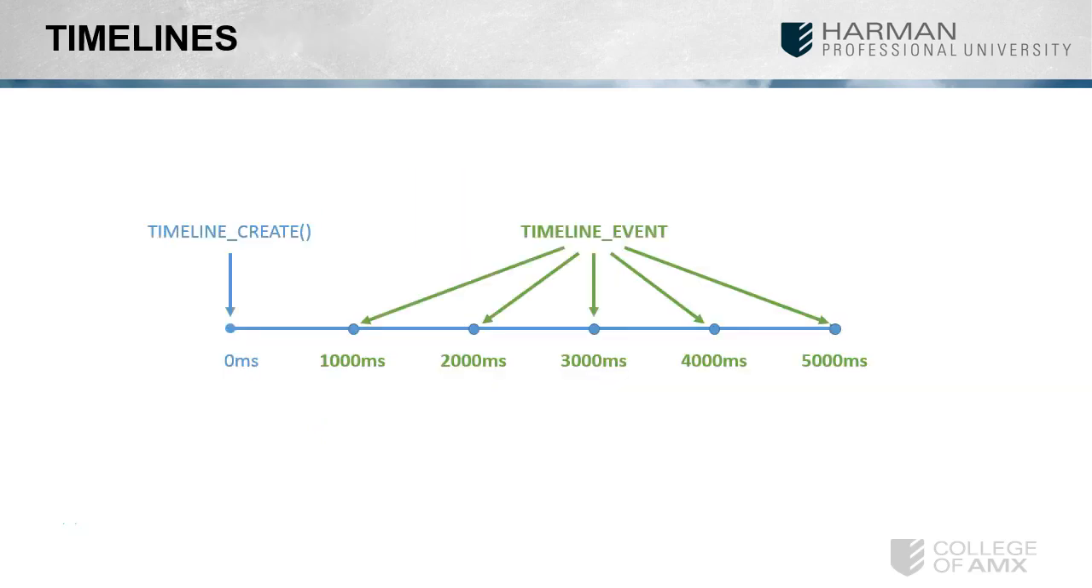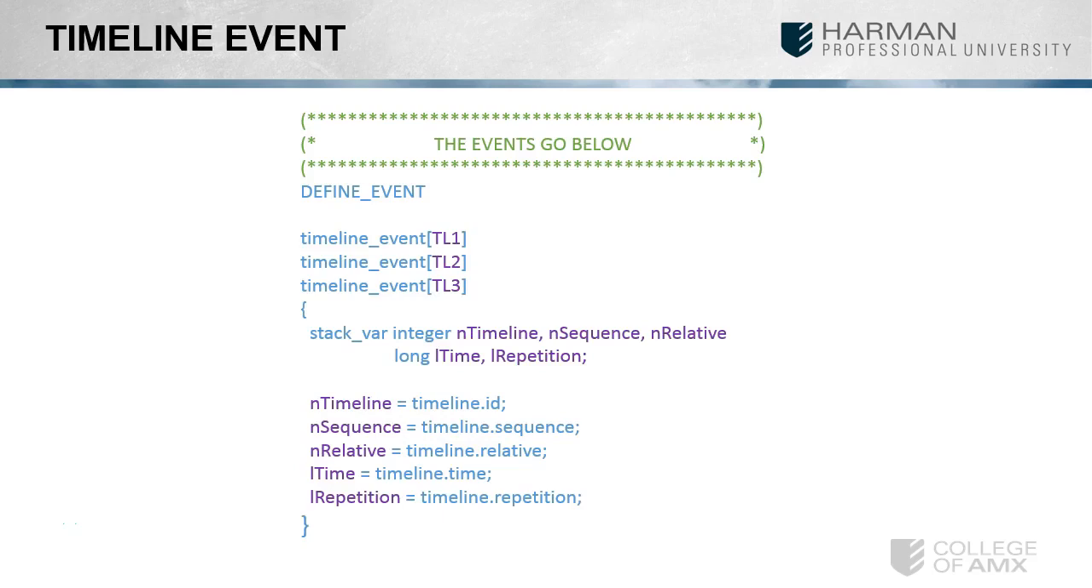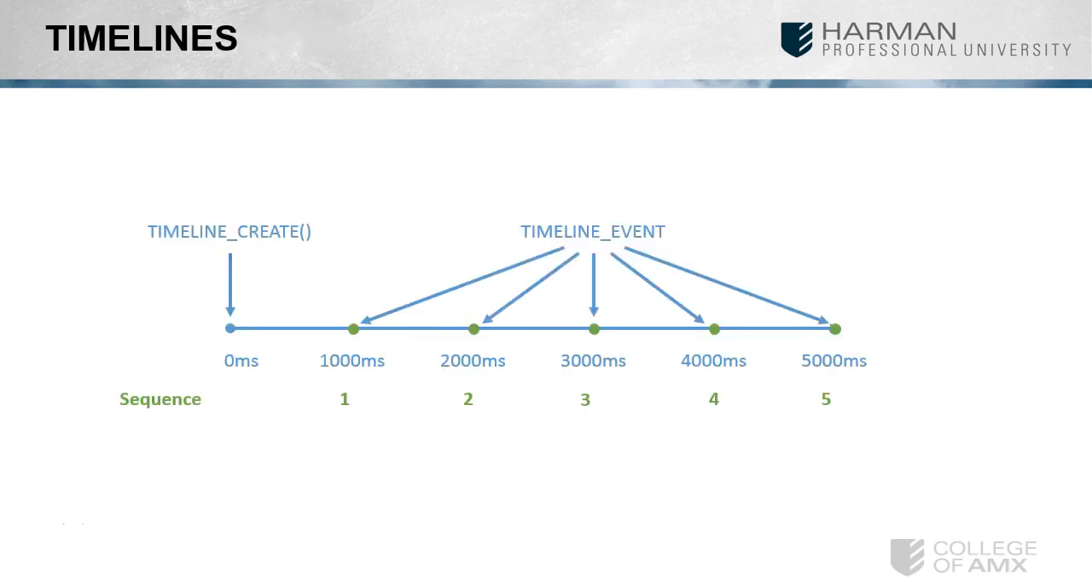When the timeline's timer value equals a value in the times array, a timeline event is triggered. This is where the code goes that occurs for a particular timeline's trigger. Within the timeline event, a timeline structure is available to get information about the specific timeline event. Notice that timeline.sequence updates its value within the timeline event to represent the index number of the time array for the time currently causing the event after 1 second, 2 seconds, 3 seconds, 4 seconds, and finally 5 seconds.